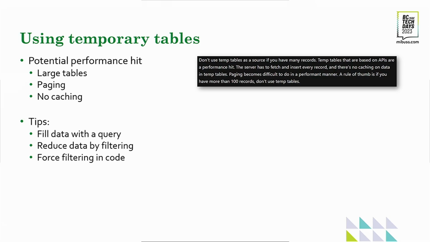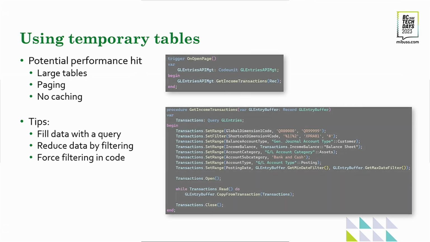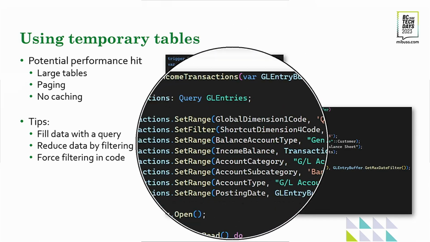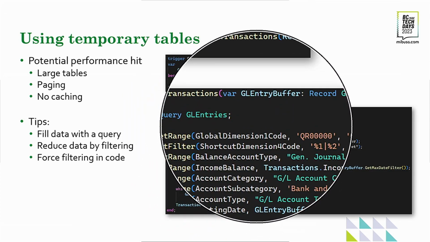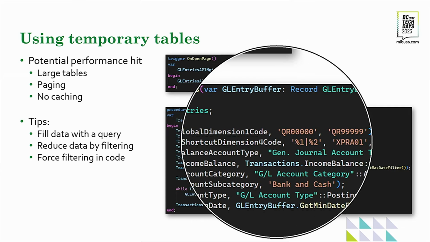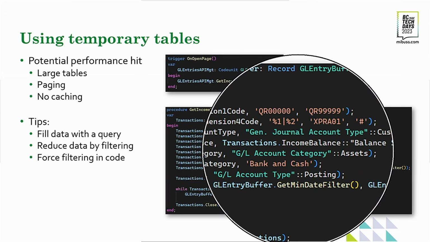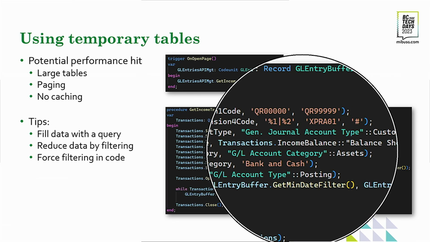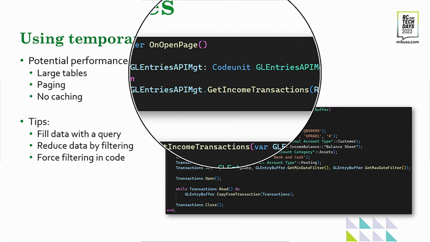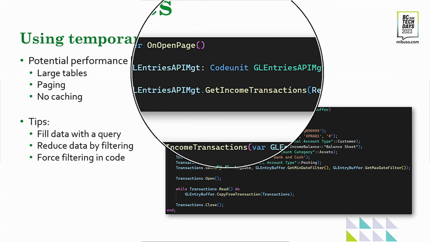Force that in code. For example, fill data with a query. That's actually what I did here. This is an example from an API that I created for a customer. Here, I do a SetRange. Well, in this case, it was a fixed value. They gave it to me. You should filter it on a dimension code. And here I apply other filters, and one of them is the minimum date filter and the maximum date filter. From the API page, I fill the temporary table.